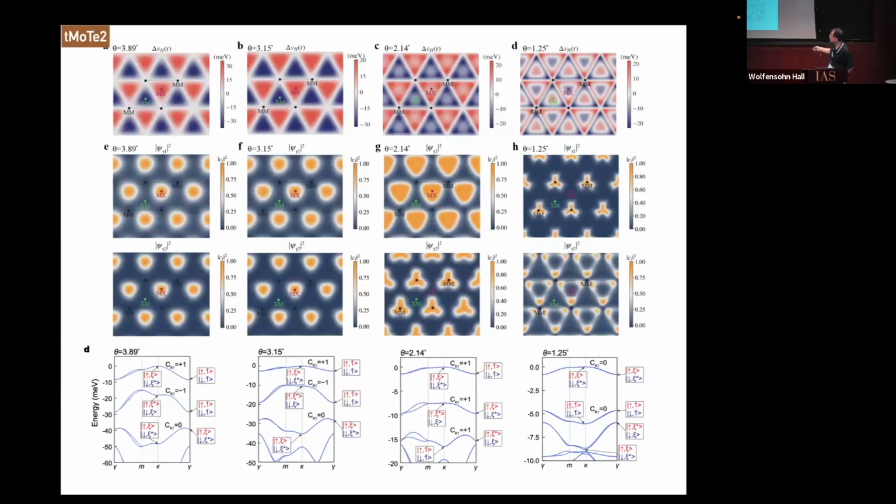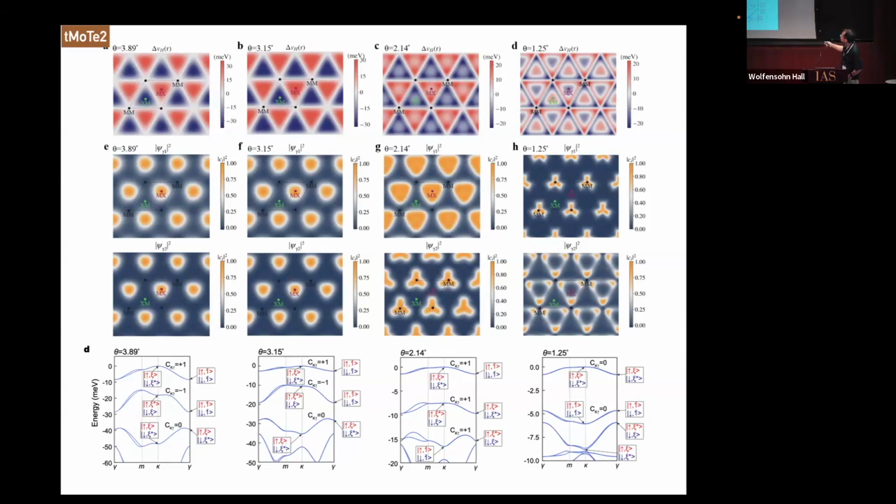Here is also a wave function of the twisted MoTe2. I want to show this because you can see at 3.89 degrees, the first band and the second band are both located at MX. This is only on the top layer. In the bottom layer, they would be located at XM. So for 3.89 degree tMoTe2, you can think of it as a kinematic model, really on a honeycomb lattice.